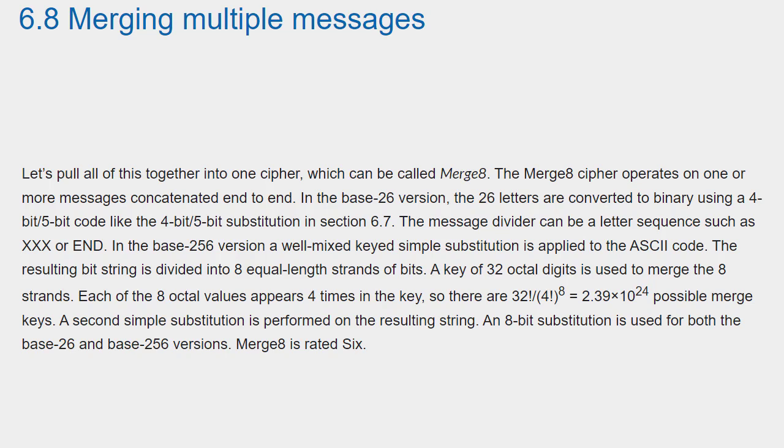The resulting bit string is divided into 8 equal-length strands of bits. A key of 32 octal digits is used to merge the 8 strands. Each of the 8 octal values appears 4 times in the key, so there are 32 factorial over 4 factorial to the power 8 equals 2.39 times 10 to the power 24 possible merge keys. A second simple substitution is performed on the resulting string. An 8-bit substitution is used for both the base 26 and base 256 versions. Merge 8 is rated 6.